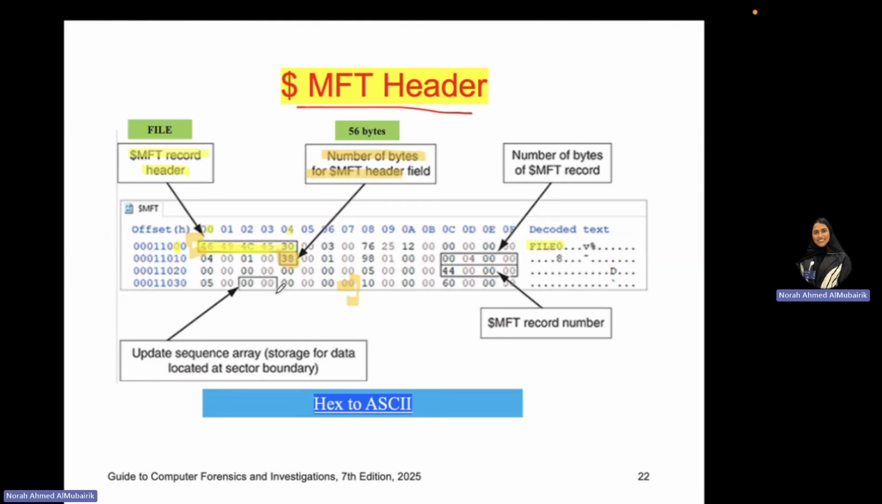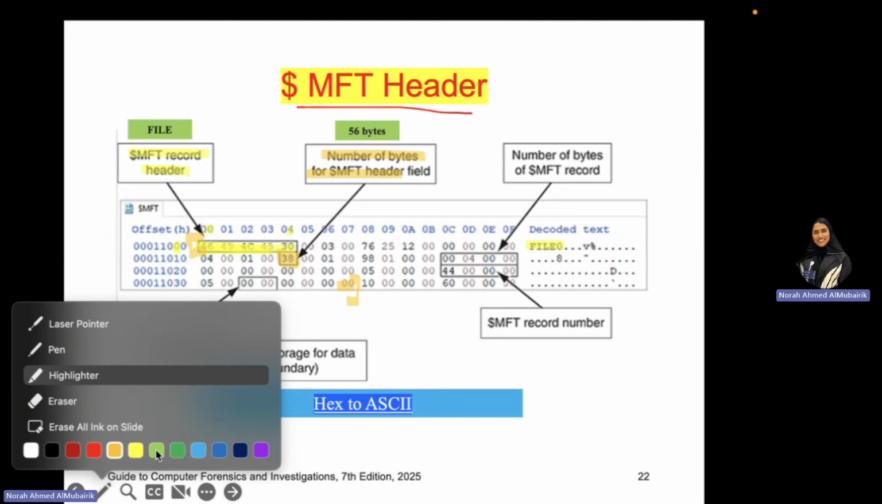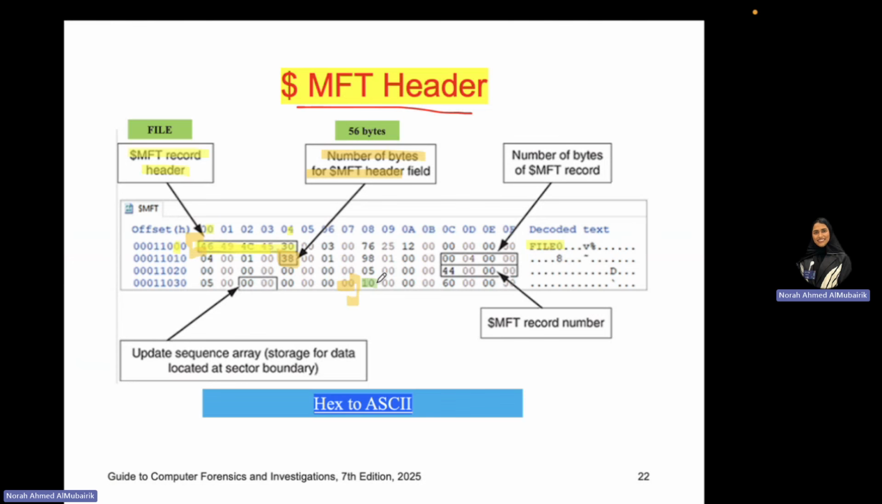After the header, I will see the other attributes. What we can see here is that this is attribute 10. So the number of bytes of the MFT record header is 38. So 38 means 56 bytes, and I have to count 56 bytes till I reach the end. After this, I will see the first attribute.